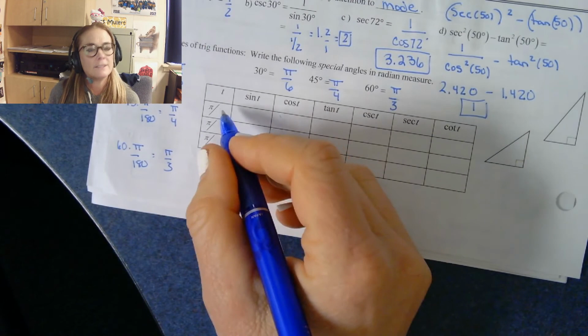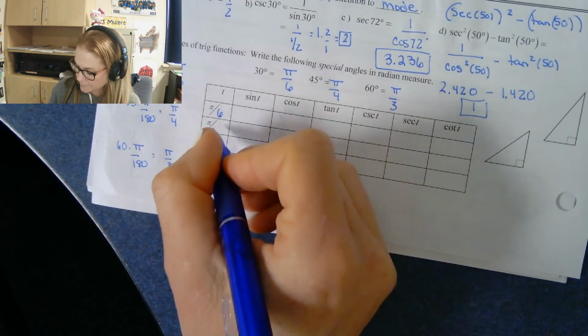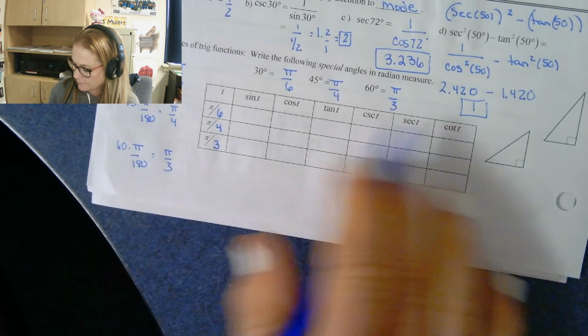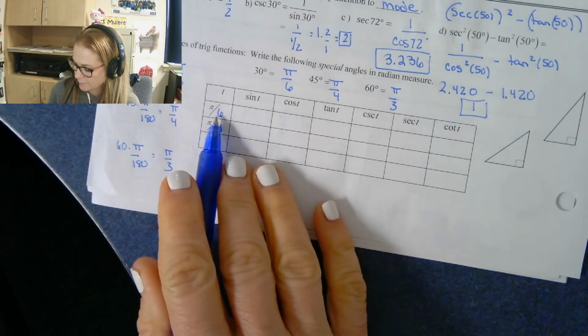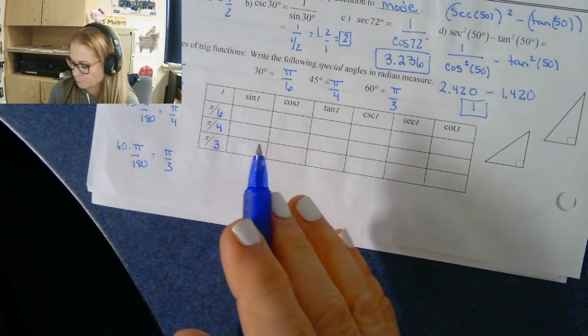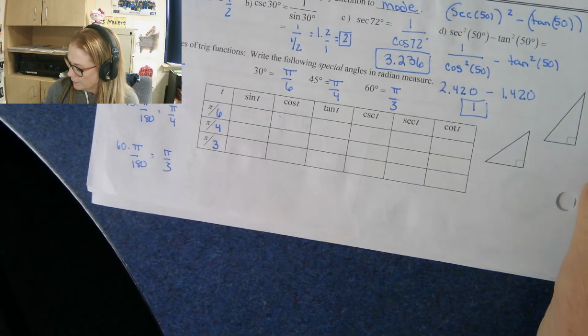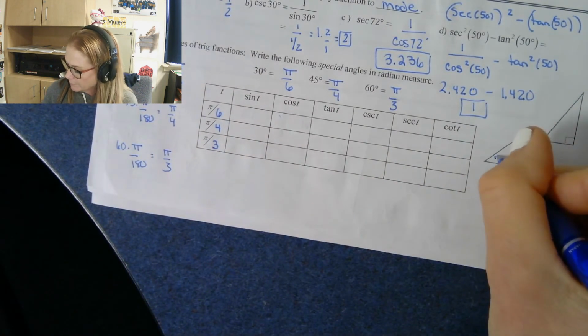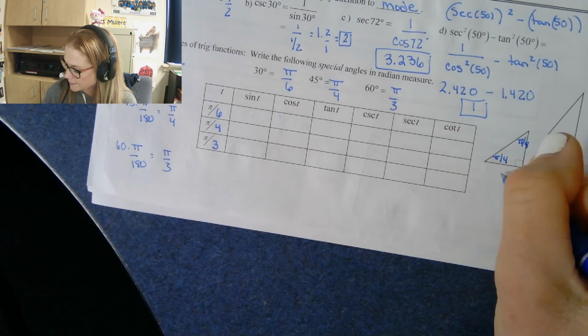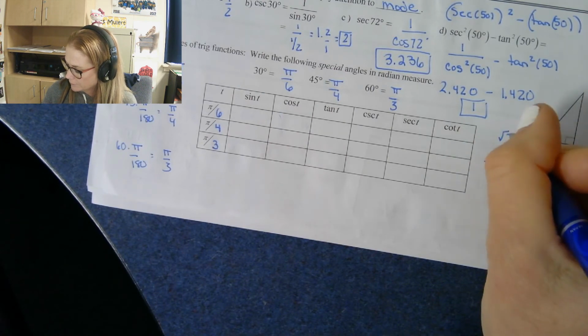So let's start with our 30 degree angle, and then we'll do our 45 and then our 60. So just remember pi over 6 is your 30 degree angle. Pi over 3 is your 60 degree angle. And this is your 45, so let's do pi over 4. Pi over 4, special right triangles. What's the ratio? 1, 1, root 2.